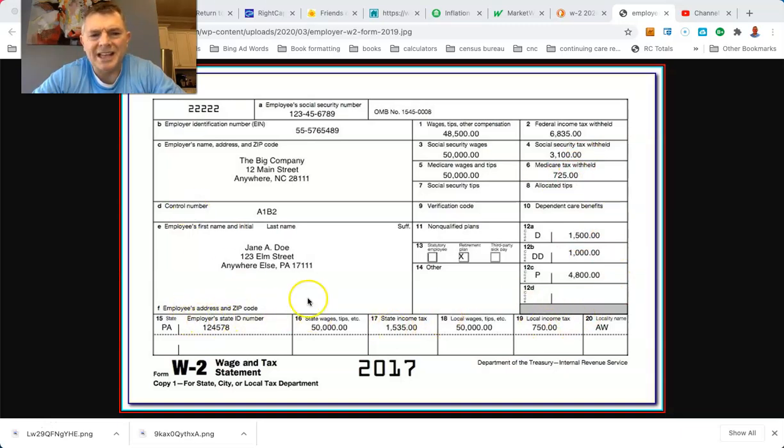I don't know why the state taxes you on those $50,000 wages as opposed to $48,500. I guess each state's different. Maybe some states don't allow the 401k contributions to be excluded from state income tax. I don't know why that's the case, but that might be up to your state. But in this case, again, your income is reduced by the amount of money you put into your 401k.